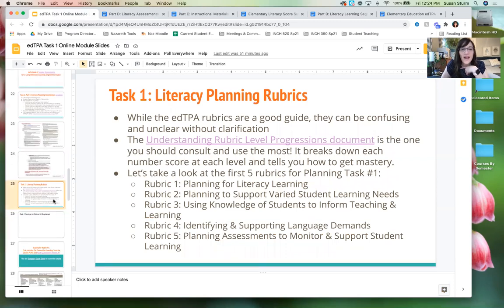Okay, so that is task 1 in a nutshell. I'm going to stop now and give you a break. Stand up, stretch, catch your breath, take all of that in, and we're going to come back and talk about the rubrics. This is where we get into the micro level of what you actually have to write on your commentary paper and how you're actually going to pass the edTPA. So come on back when you're ready for that.